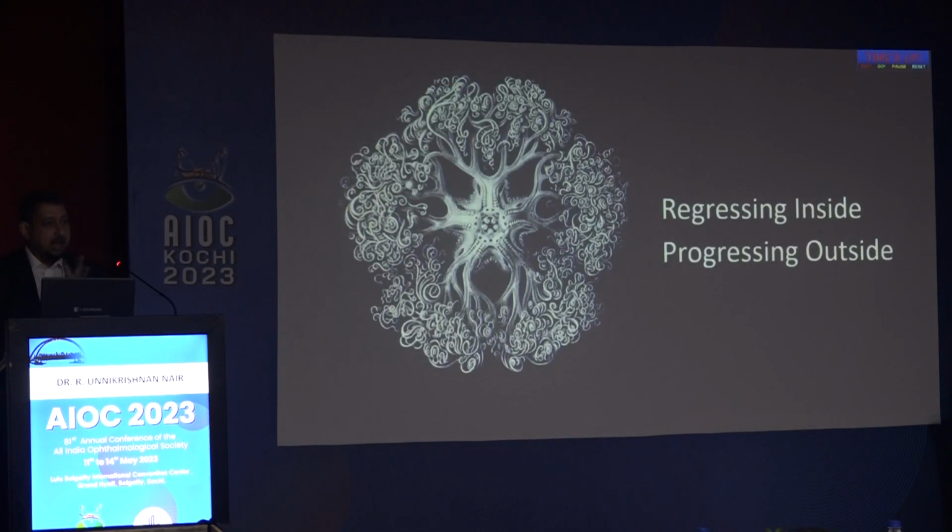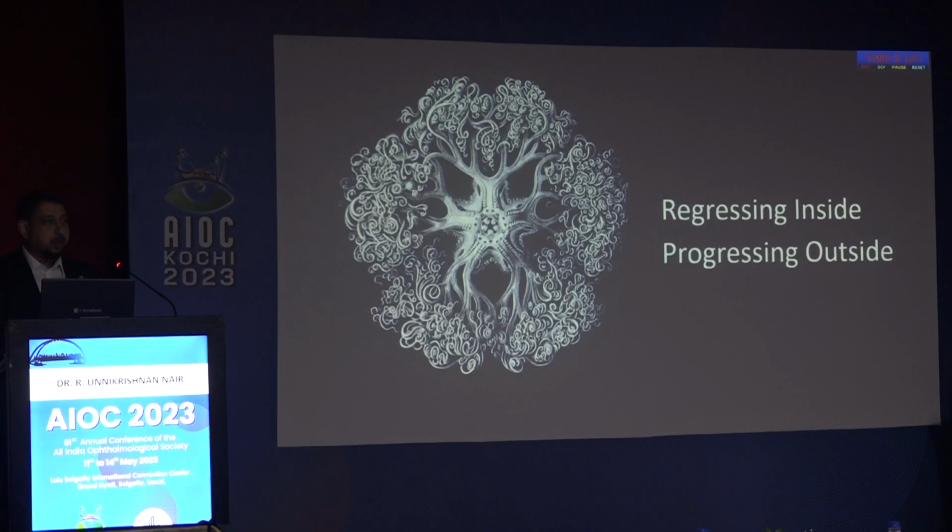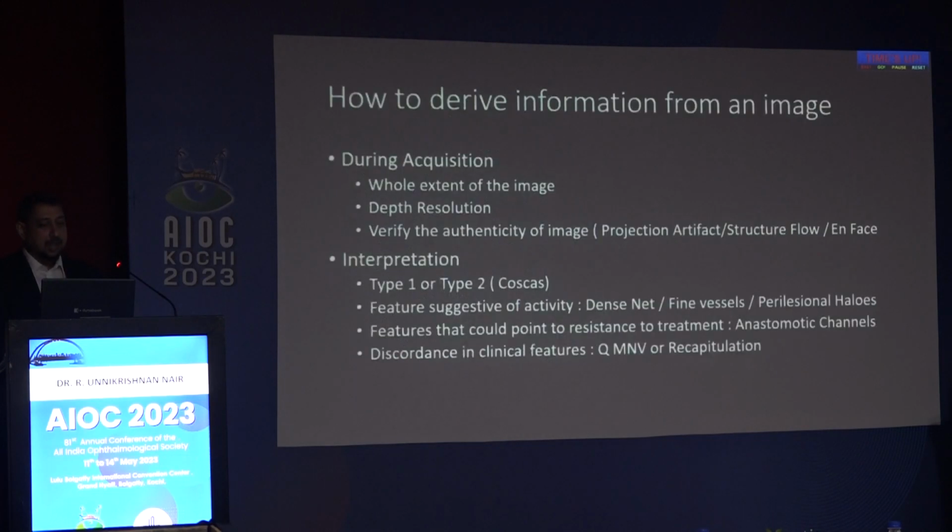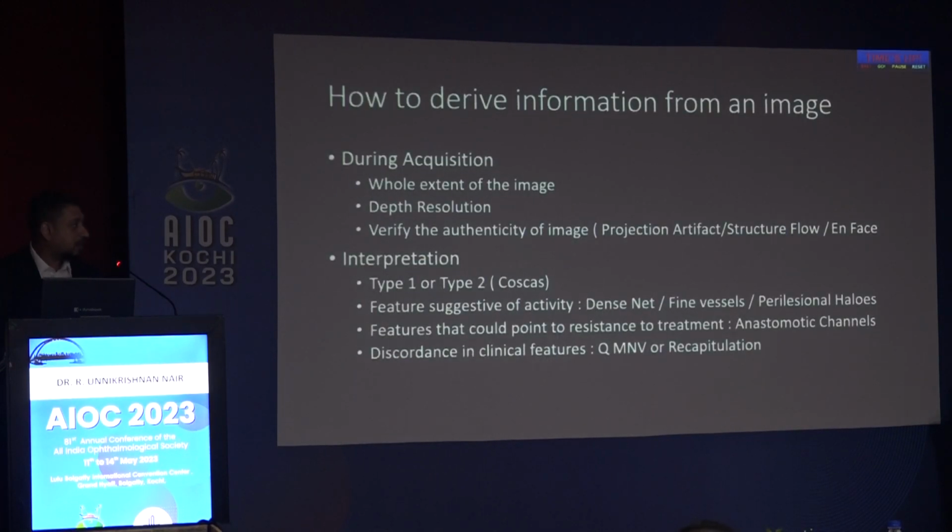Again, look at this as my parting slide, the same picture. Inside is how a regressing looks like, outside is how a progressing looks like. So with this picture, if you keep it in your mind, you can differentiate a type 1 and a type 2 and a regressing and a progressing. And I think I'm going to stop here. This was just an interpretation in AMD.